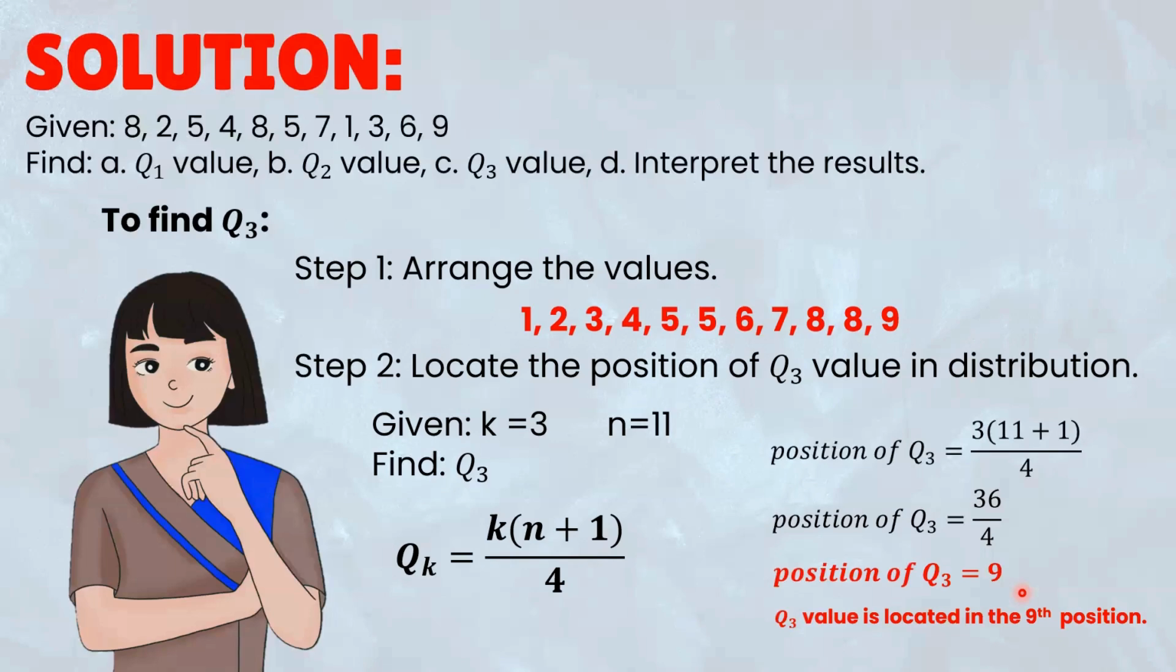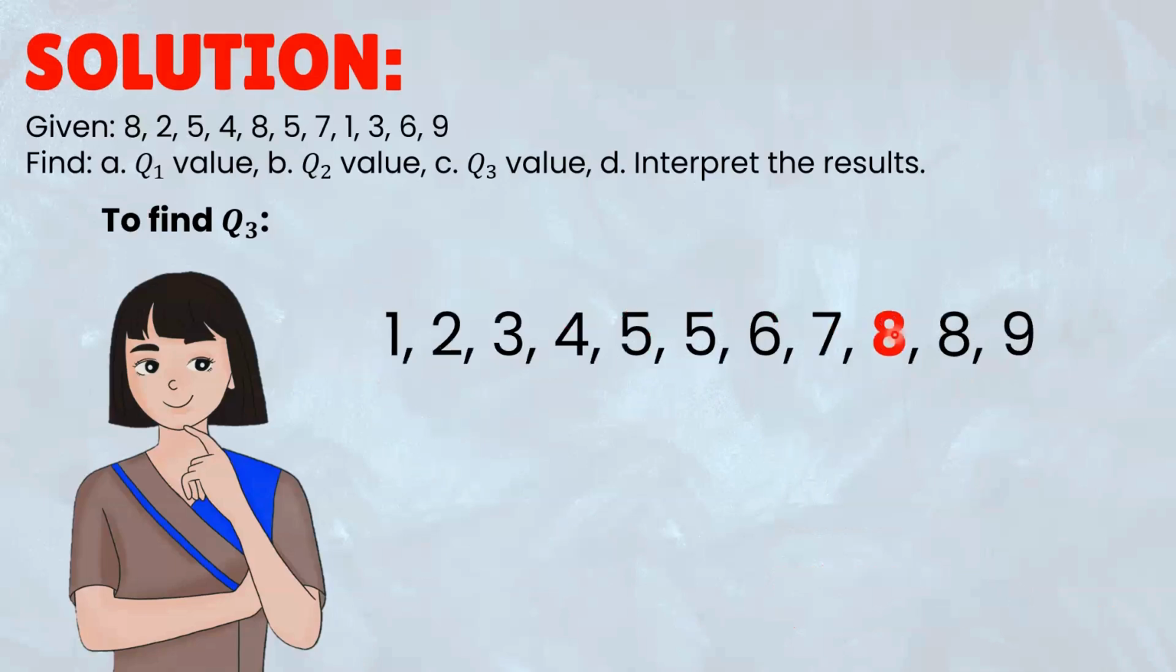Since our answer after using the formula is a whole number, we don't need to proceed to step 3, which is interpolation. Now, we locate the value that corresponds to the 9th position based on our arranged values. So 1, 2, 3, 4, 5, 6, 7, 8, 9. This is the value in the 9th position. Therefore, our Q3 value is equal to 8.